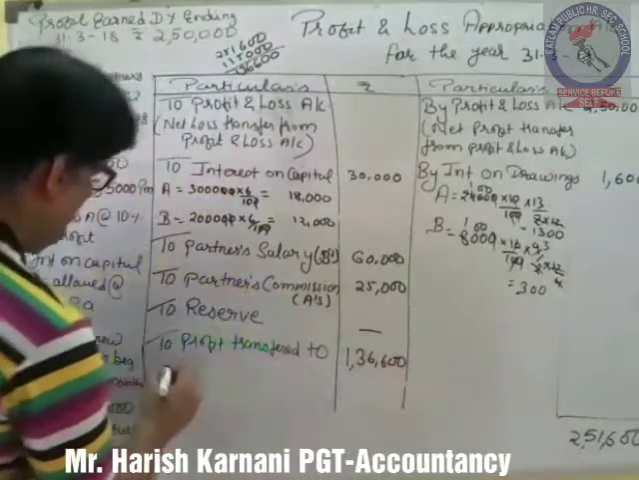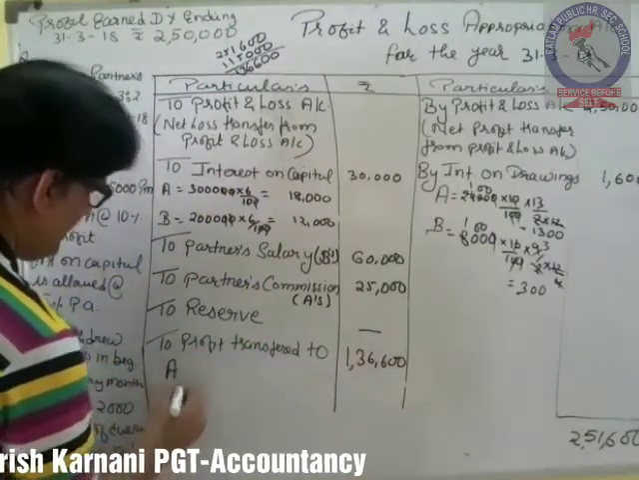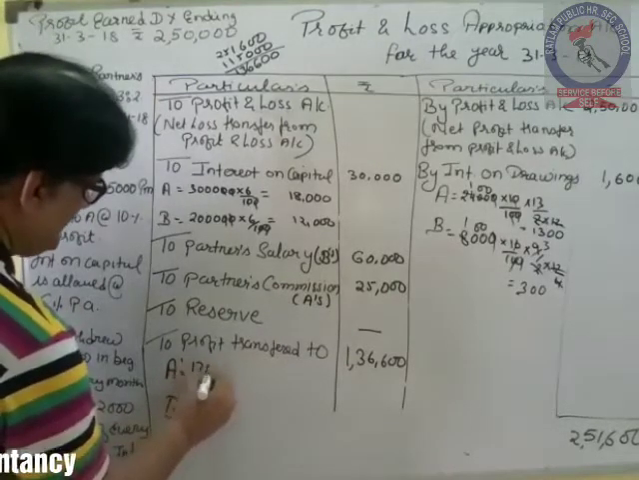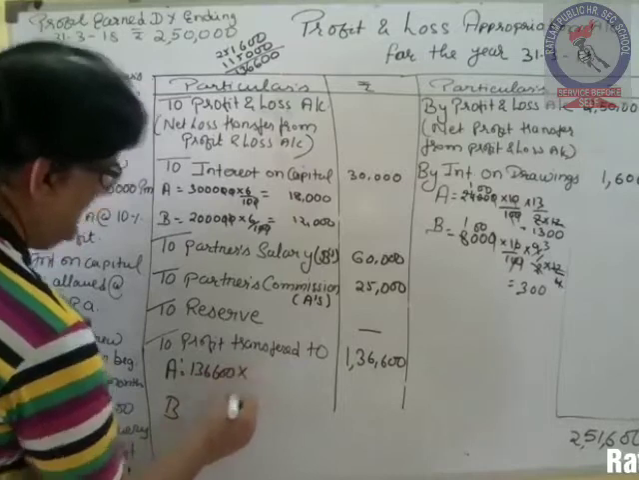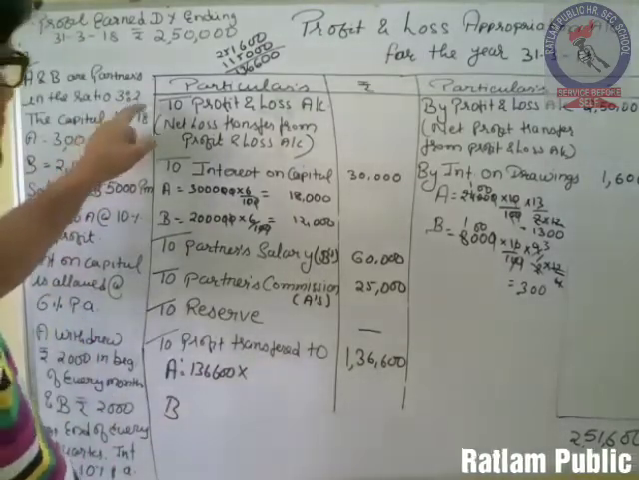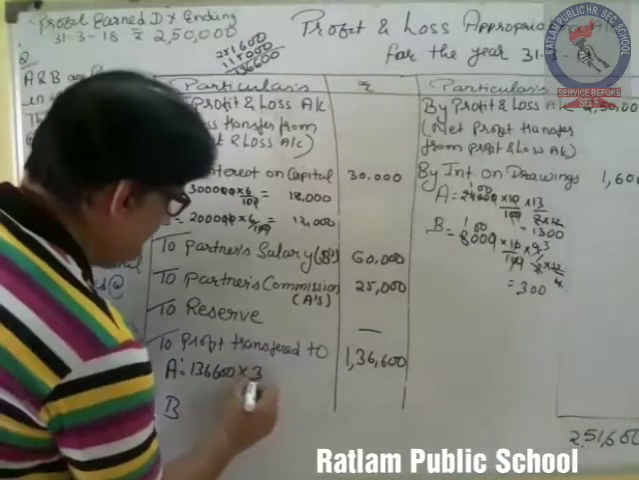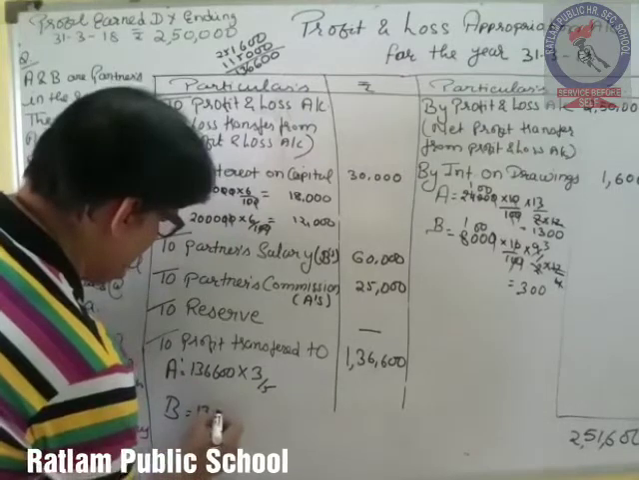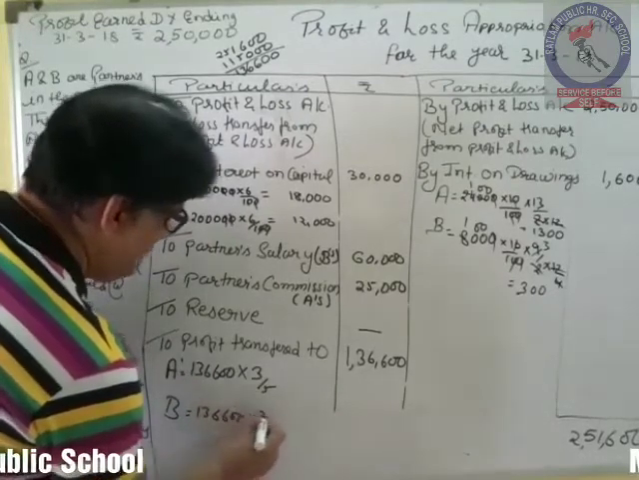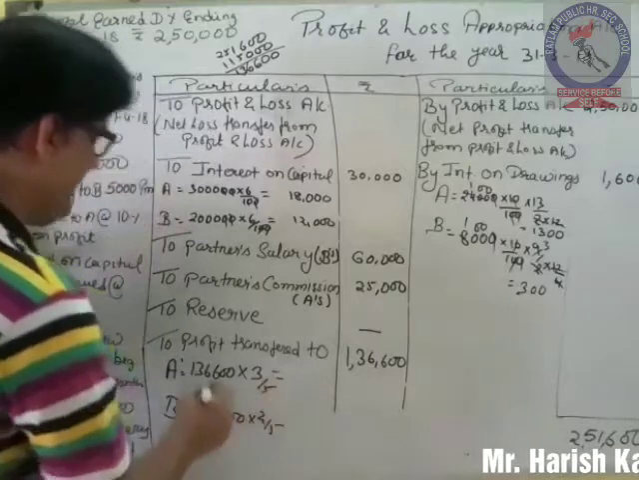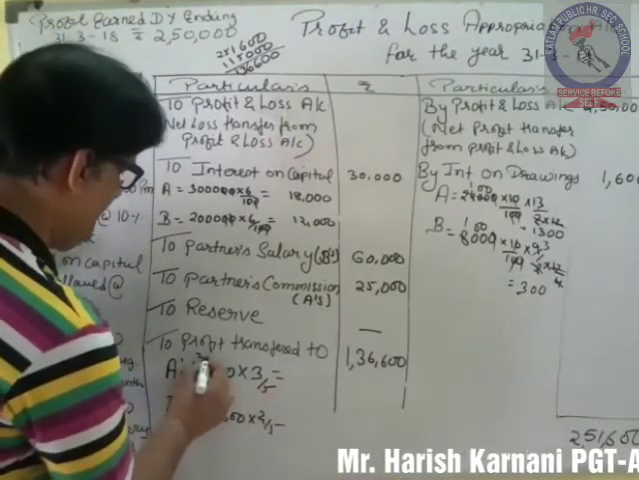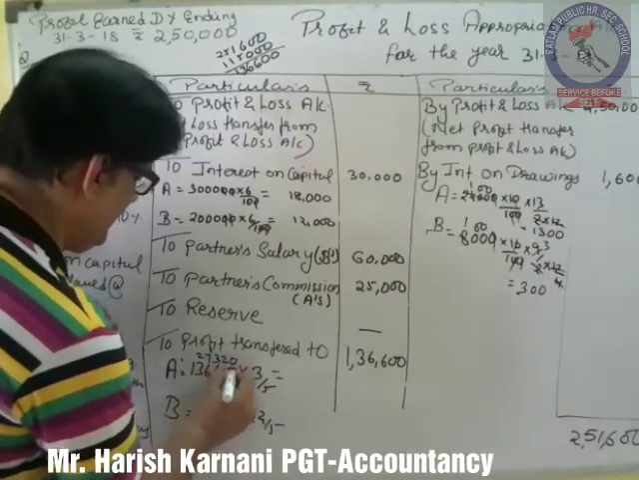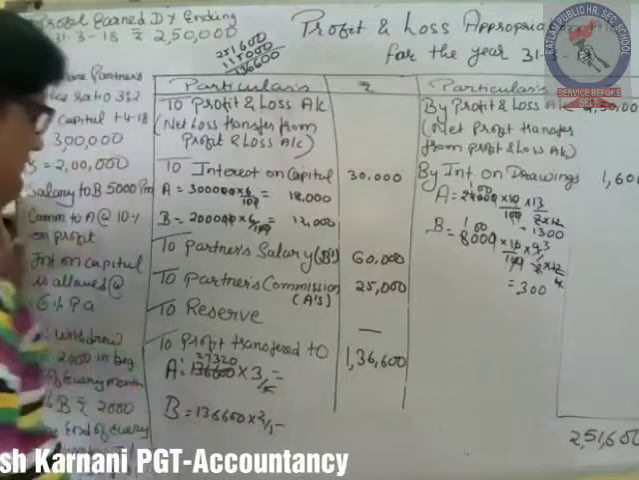It goes to A's capital account and B's capital account. 1,36,600 is the overall profit, and their profit sharing ratio is 3:2. So A will get 3/5 and B will get 2/5 of 136,600. 5 2s are 10, 5 7s are 35, 5 3s are 50, 5 2s are 10. This becomes 27320.